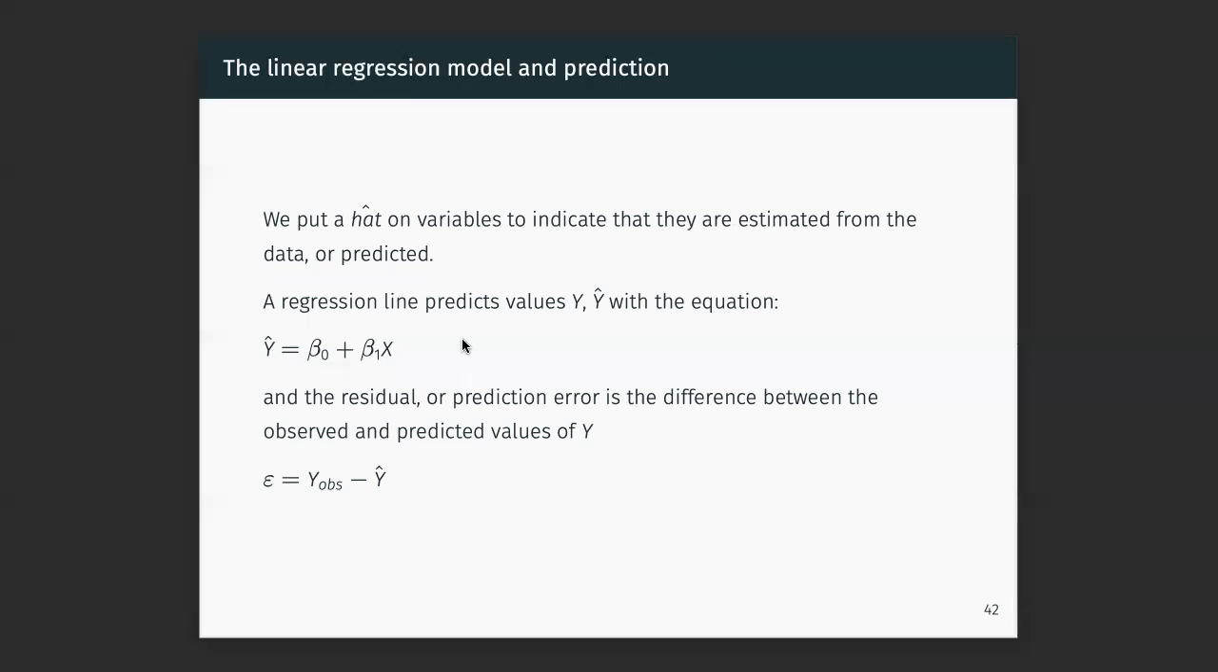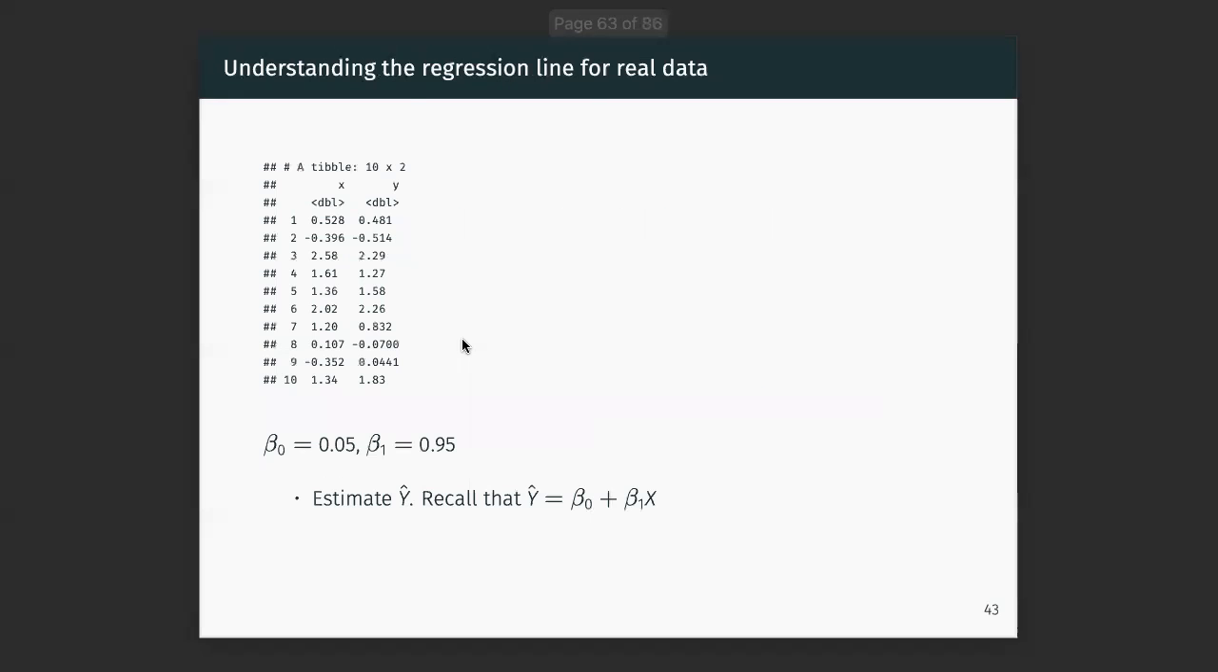Actually, I think it's the other way around. I think it's y hat minus y, but we're usually going to square, and we're going to take the root mean square error every single time we use these. So the direction doesn't matter ultimately. But epsilon is the difference between the prediction and the observation. So let's understand the regression line for real data.